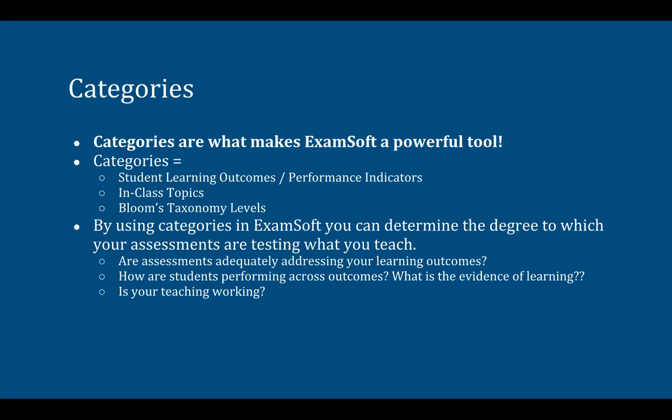Okay, now I wanted to talk about a really important part of the portal, and that's categories. Categories are what makes ExamSoft such a powerful tool and why we really use it here at Husson. Categories can be any kind of learning outcome that you want to track. So they could be student learning outcomes or performance indicators, they could be in-class topics or Bloom's taxonomy levels. It could be really anything that you're interested in knowing how your students are doing.